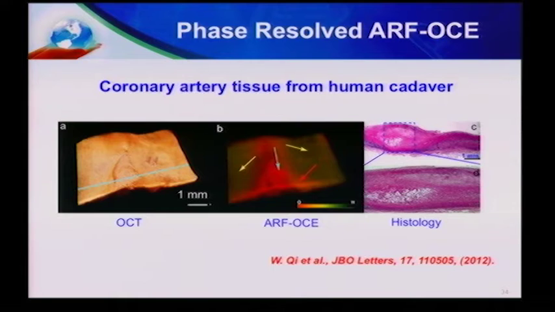And here is imaging from a cadaver tissue from a patient with atherosclerosis. You can see this is an OCT image. This is the plaque region. And you can see that this is the OCE image. You can clearly see at the plaque region that the tissue is much harder compared to the surrounding tissue.